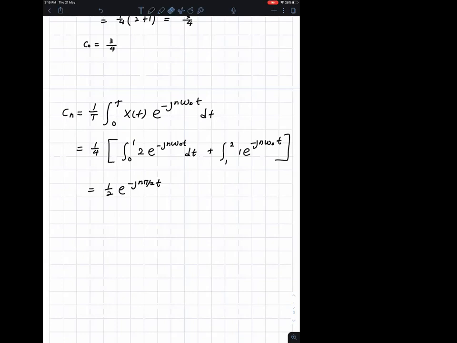So next, if we multiply this through, you get 1/2 e to the minus j n omega naught t, where omega naught is pi over 2, we calculated that earlier. Then the integral dt, plus a quarter times 1 is 1/4 integral e to the minus j n pi over 2 t dt.